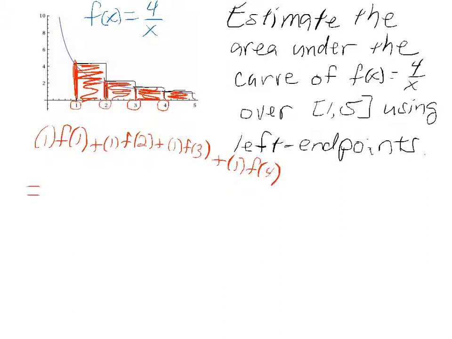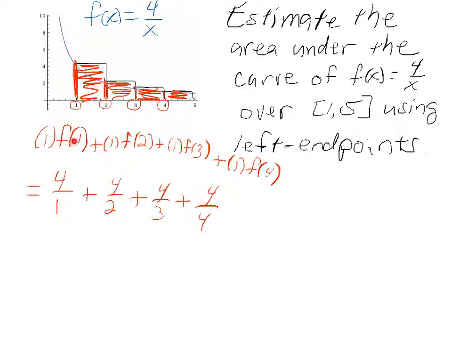Now I have the area of these 4 rectangles, so let's plug into this function. Since I'm multiplying by 1, 1 times f of 1 is simply f of 1. So I'm just going to write it as 4 over 1 plus 4 over 2 plus 4 over 3 plus 4 over 4.